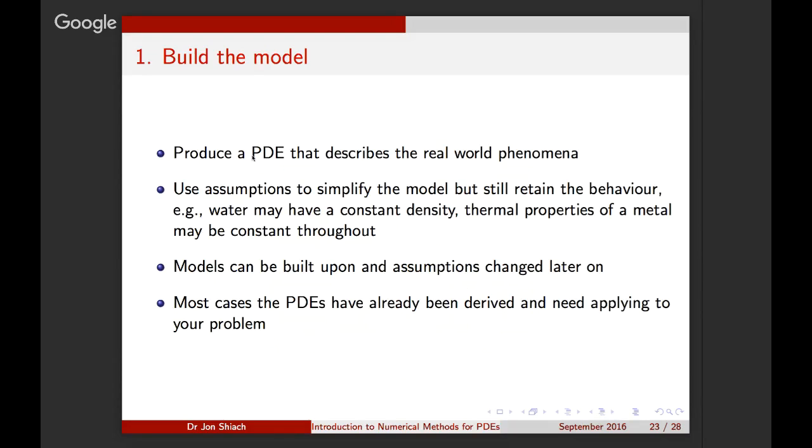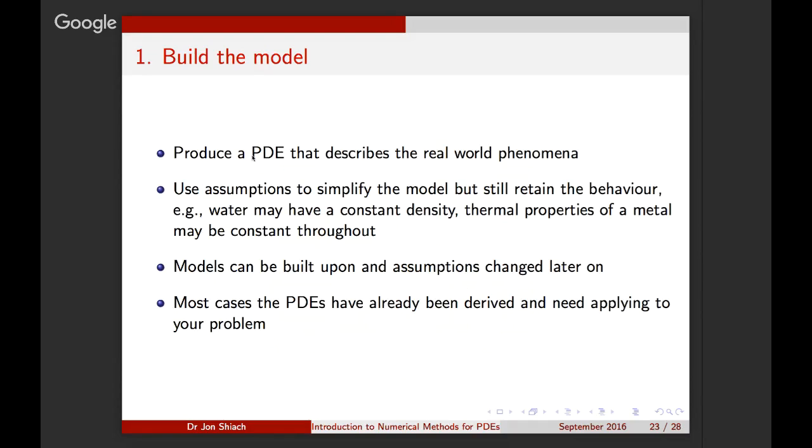Generally speaking, we apply assumptions to that to simplify things. So if we're dealing with water, we can assume that it's going to have constant density. That's not always the case, especially with seawater, but pure distilled water has constant density. It may have constant thermal properties as well. Let's say, to simplify things, our water isn't going to heat up or cool down. So we may use assumptions to actually simplify our model.